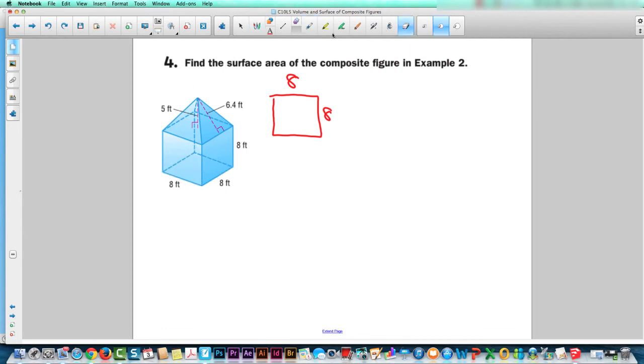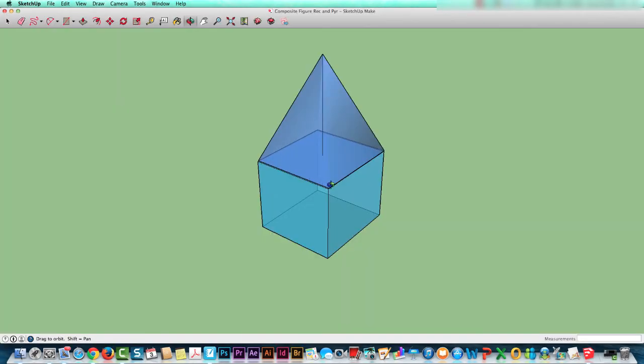Hey, do I include this one here on the top? And the answer is no, you don't. And let's look at why. Now here was the rectangle that I had outlined in the other file. The reason why you don't count that one is because it's not a surface. It's actually inside the solid.